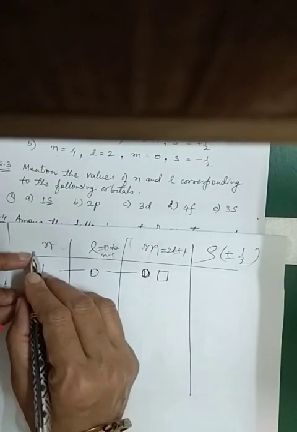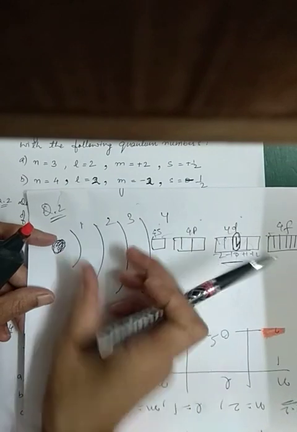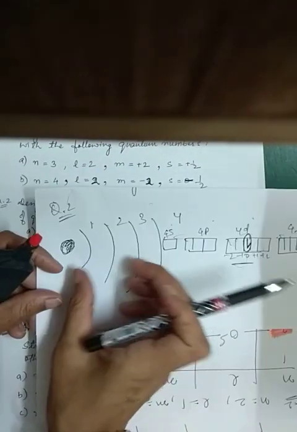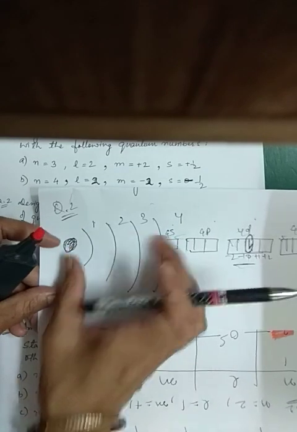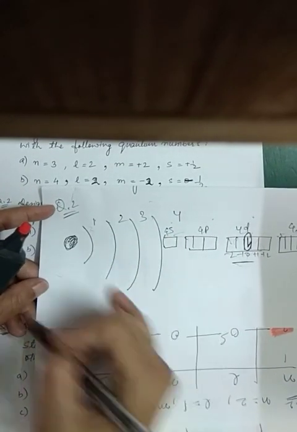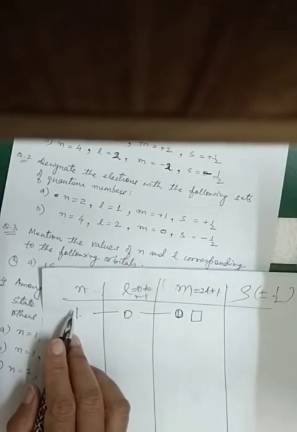N signifies the size of an atom. If N is 2, that means the size is small. If N is 3, the size is bigger. If N is 4, that means size is big. This is the nucleus and atomic size, shape. If you take a circle, the size increases with the N value. So N signifies the size.